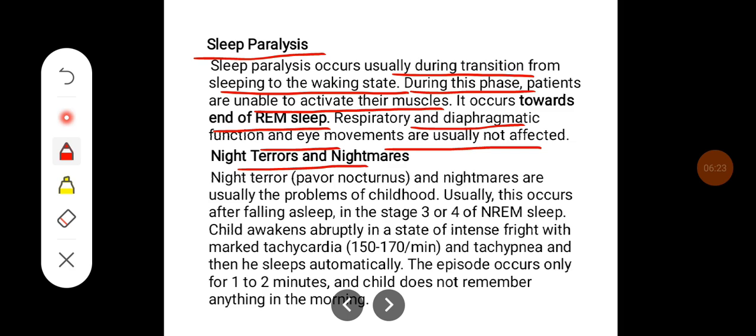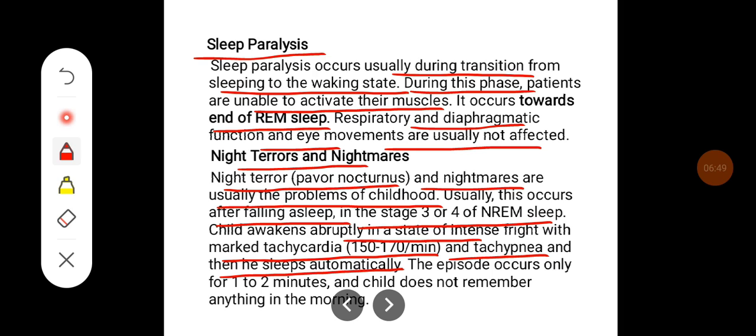Night terrors and nightmares. Night terrors, also called pavor nocturnus, and nightmares are usually problems of childhood. Usually this occurs after falling asleep in stage 3 or 4 of NREM sleep. The child awakens abruptly in a state of intense fright with marked tachycardia and tachypnea, and then sleeps automatically. The episode lasts only 1 to 2 minutes and the child does not remember anything in the morning.